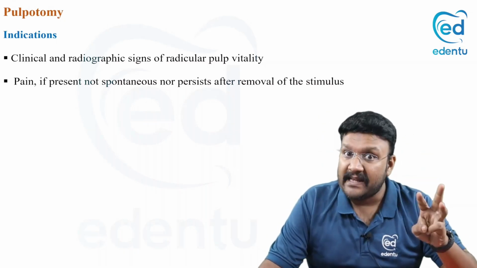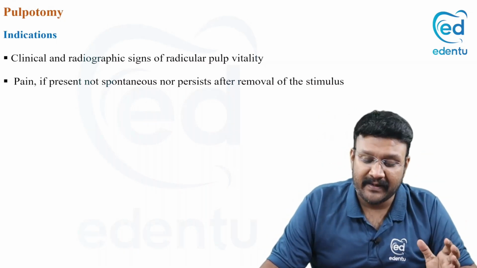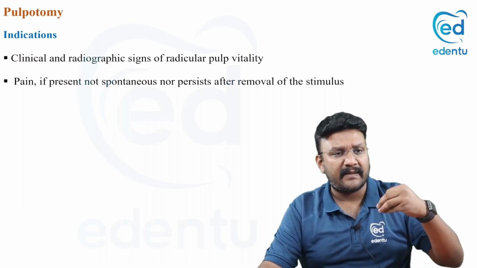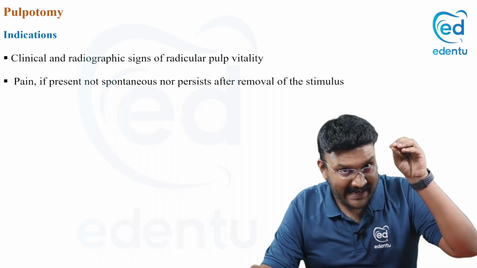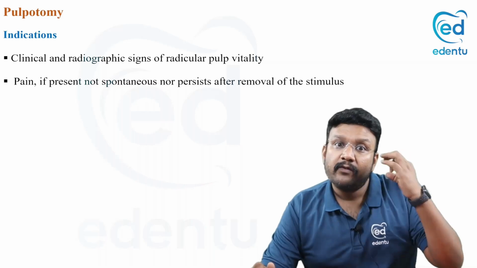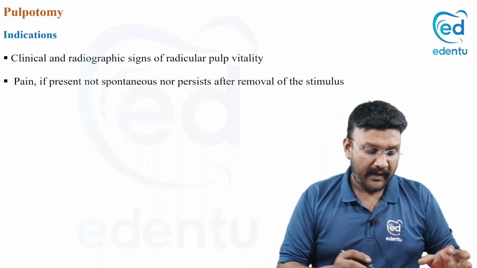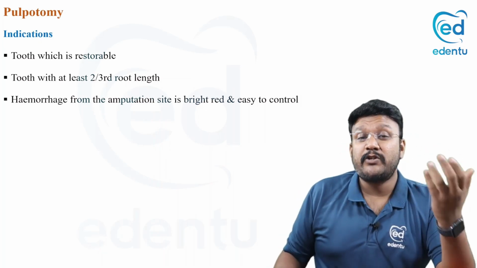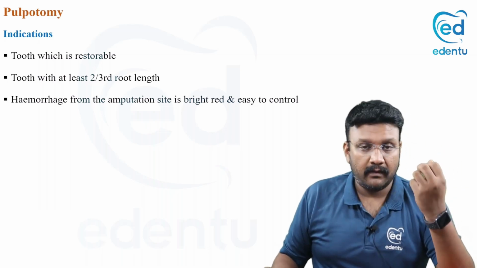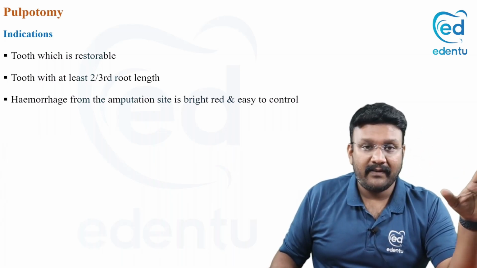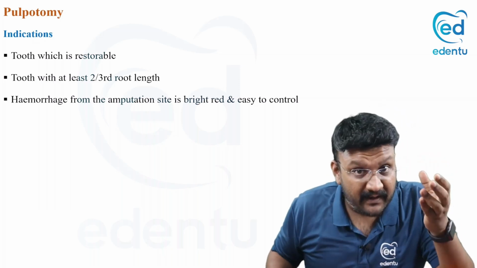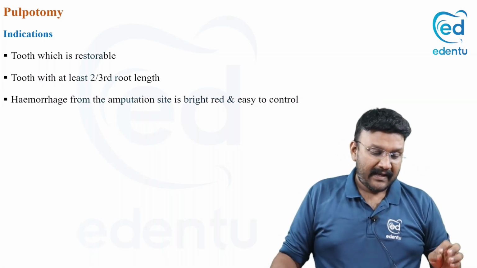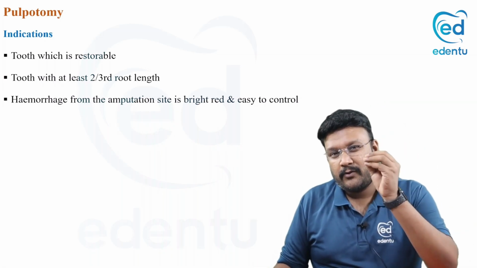Then next, pain. Pain, if present, is not spontaneous and does not persist after removal of the stimulus. Just imagine you are eating something, and when food particles enter that particular cavity, you get pain. Once you remove the stimulus, you are fine. So that is another indication, because with spontaneous pain, you would have irreversible pulpitis. The pulpal status is mostly a reversible condition. Next is the main important thing: your tooth should be restorable.